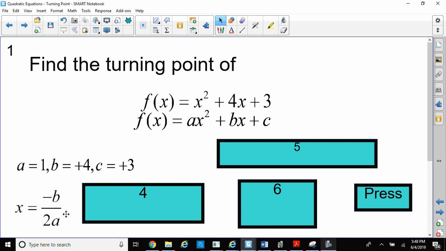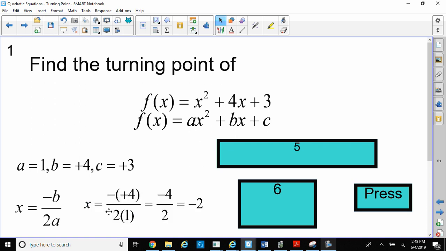I'm going to now get my formula for axis of symmetry, which will give me the x value, negative b over 2a. Then I'm going to substitute it, like we did before, into that formula. So I'm going to place inside the parenthesis the opposite of plus 4, which is negative 4, and plug in for the 2a, 2 times 1, because a is equal to 1, and that will give us 2. So I have negative 4 over 2, which gives me negative 2, which will be the x value.